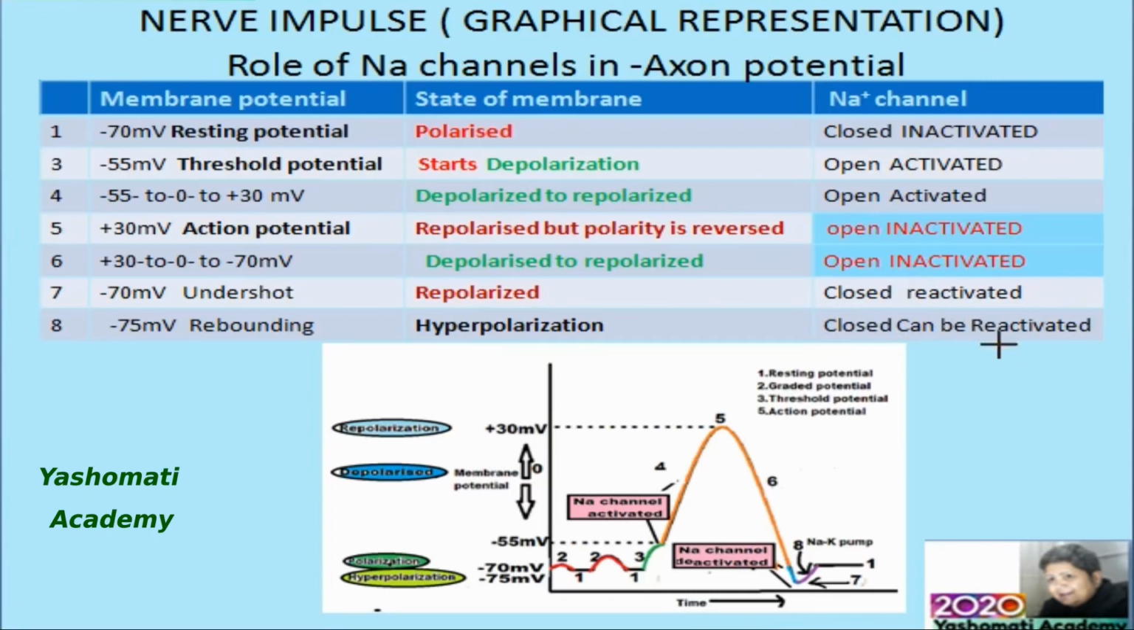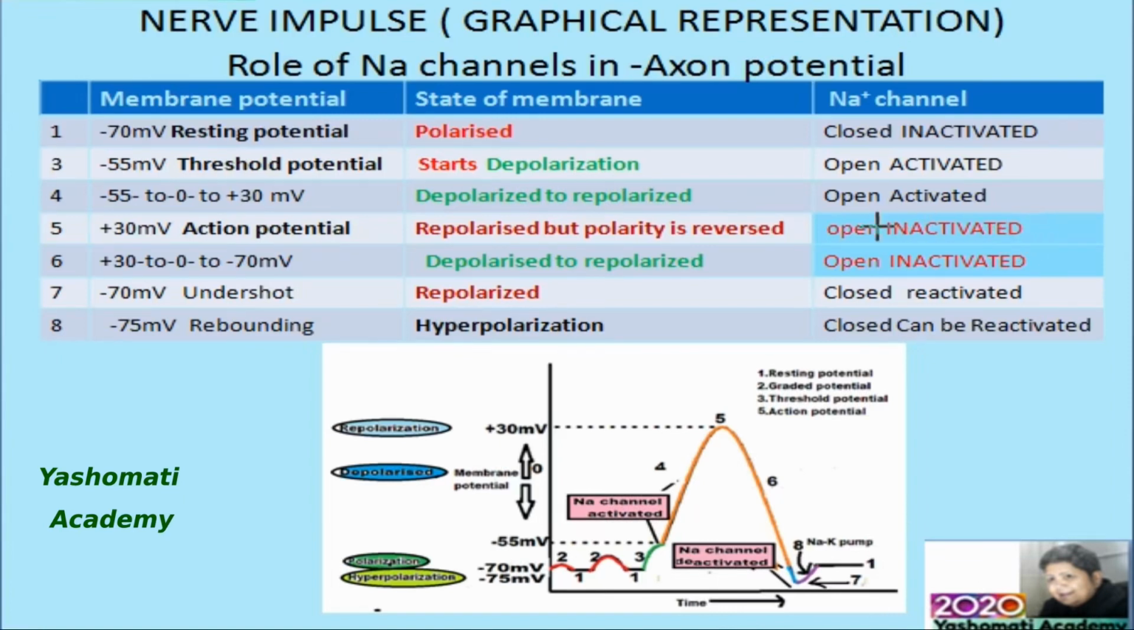But when the plasma membrane is hyperpolarized, if a strong stimulus is received which can compensate for this drop in the potential and bring the neuron up to minus 55 millivolt, then that stimulus can be received by the neuron and the neuron can be fired again. This time period during which the neuron cannot respond to the stimulus is called the refractory period. It is further of two types: absolute refractory period and relative refractory period.